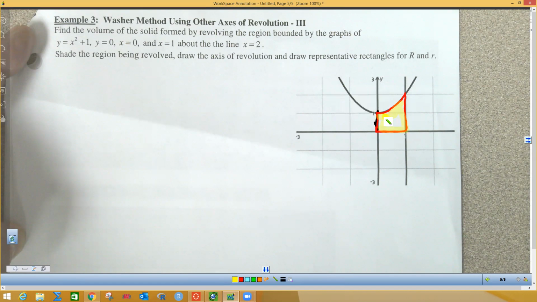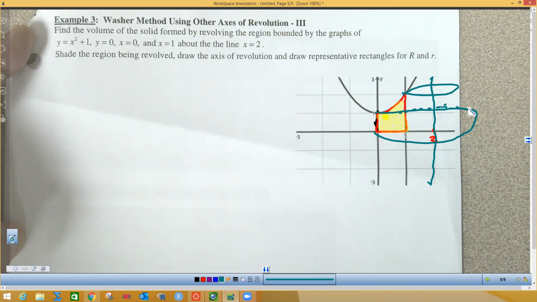We are going to take this unit and revolve it around the line x equals 2. Well, x equals 2 is right here. So there's going to be a line right here, x equals 2, and we're going to take this thing and revolve it around. I probably didn't go far enough to the left. We're going to revolve that thing around this line.